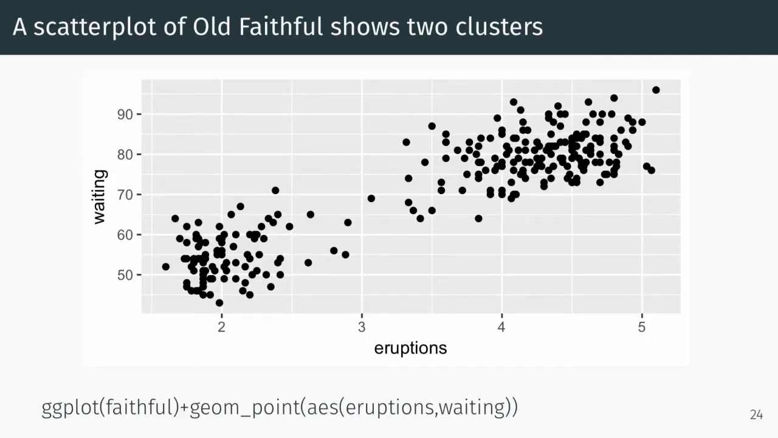Here's an example of a relationship that's really obvious. A scatter plot of Old Faithful. This is a famous geyser, and it shows two clusters. So this is the time of the eruptions and the waiting time between eruptions, and you can very plainly see the two clusters here. This is, by the way, a built-in data set.